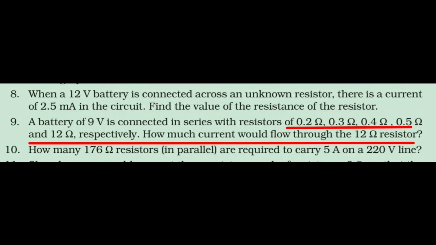Question 9. A battery of 9 volt is connected in series with resistors of 0.2 ohm, 0.3 ohm, 0.4 ohm, 0.5 ohm and 12 ohm respectively. How much current would flow through the 12 ohm resistor? 5 resistors are given in the question. Their values are given, and we have to calculate current across the last resistor, that is the 12 ohm resistor.